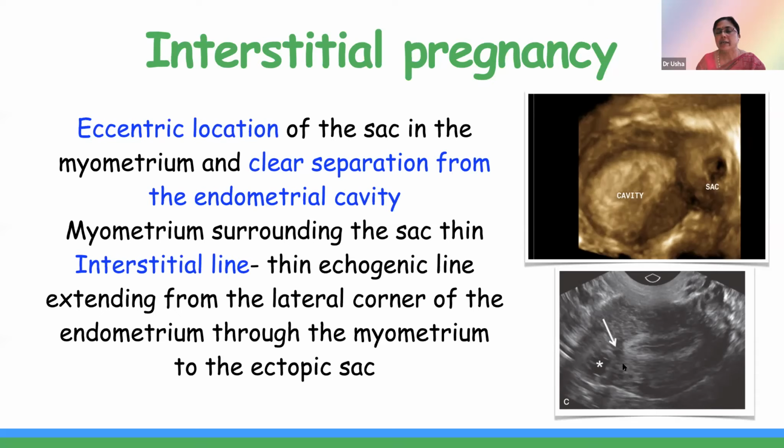And a finding which can help us to identify that this is an interstitial pregnancy is the interstitial line. That is the line joining the gestational sac and the endometrium. And you also may be able to demonstrate that the myometrium surrounding the sac is very thin.